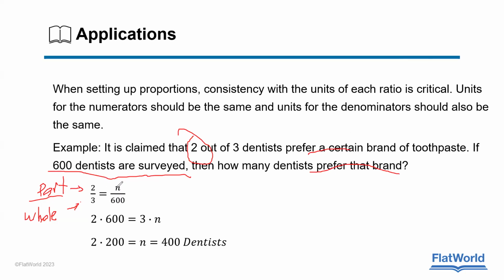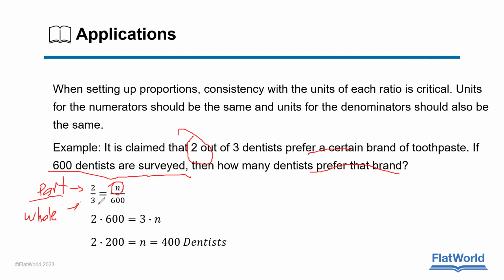So I want to know which part. That's why N is the part. The missing number is the part. We're looking for what part of 600, as a relationship to this ratio 2 to 3. How do I get this to be an equal ratio? I could show you a different way.